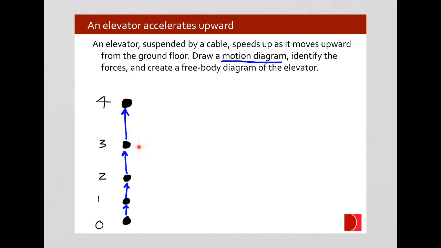So the acceleration at 3, for example, is the difference between the velocity just before 3 and the velocity just after 3. And so we know that the acceleration has to be upward as well. If we are moving upwards and we're speeding up, that means our velocity is getting greater as we go upwards, so our acceleration has to be pointed upwards as well.